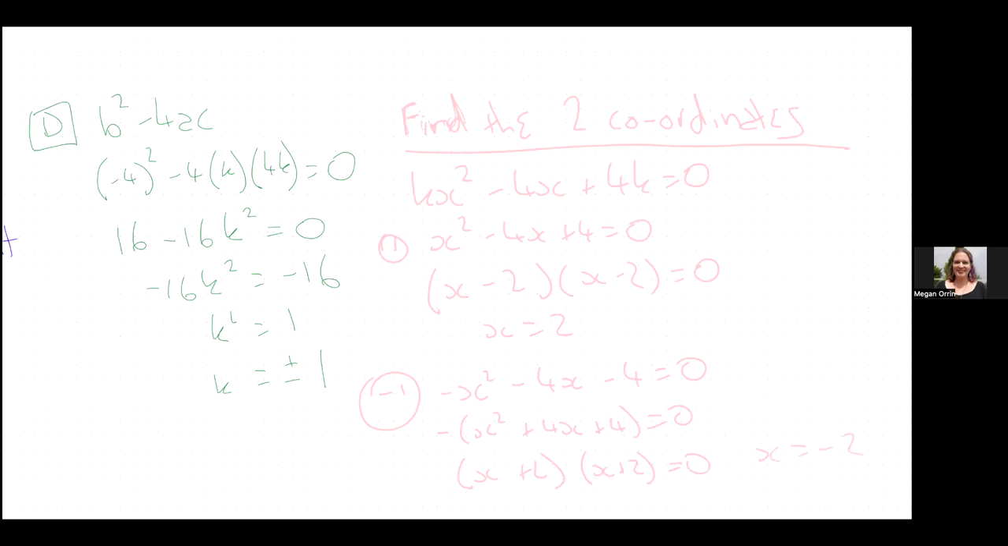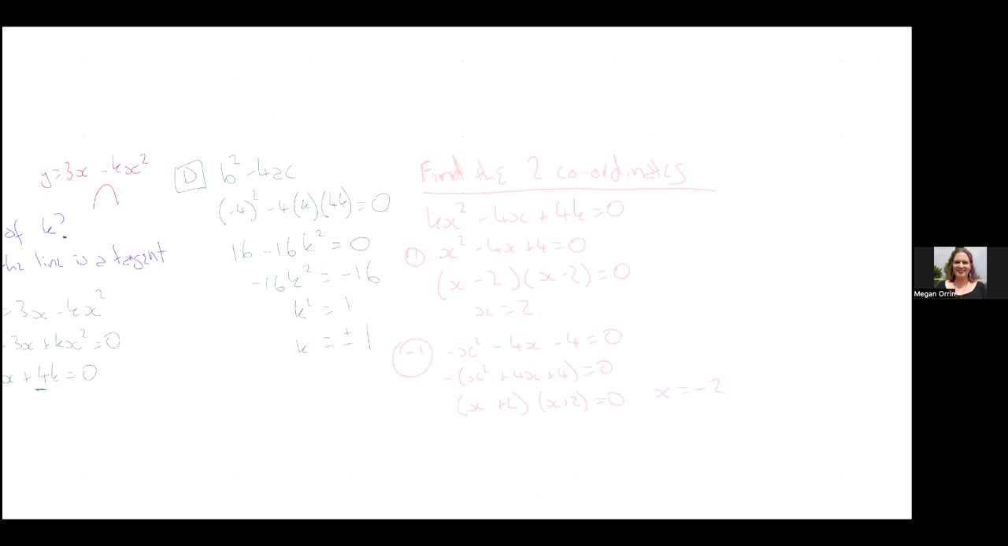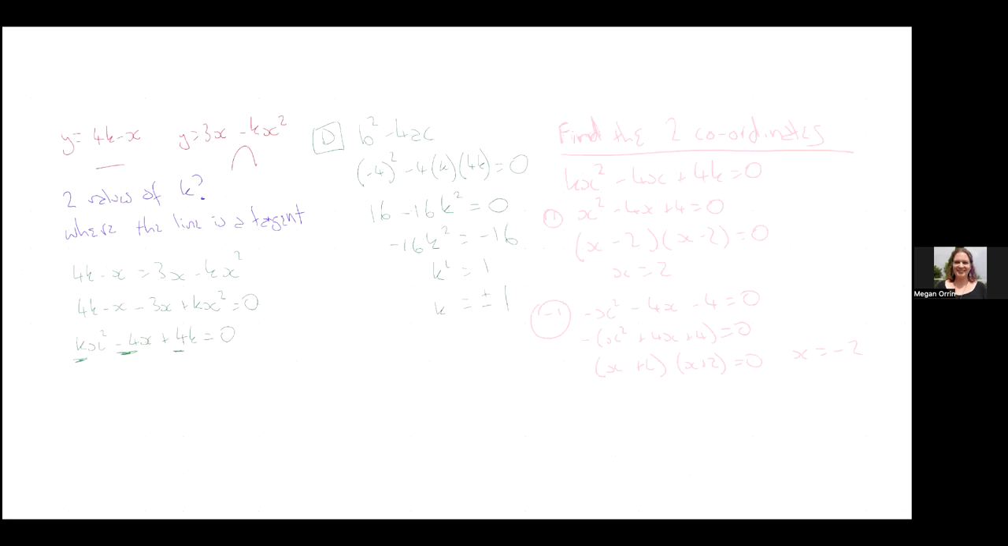How do I get the actual coordinates? Yeah, put it back in the original one, get my two different equations, which I have run out of room to do, but you know exactly how to do that bit. Into the original ones, right? So let's do it over here. Okay, so if we've got this one here.